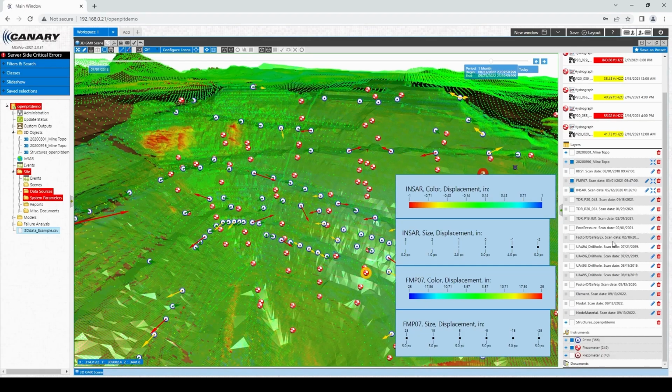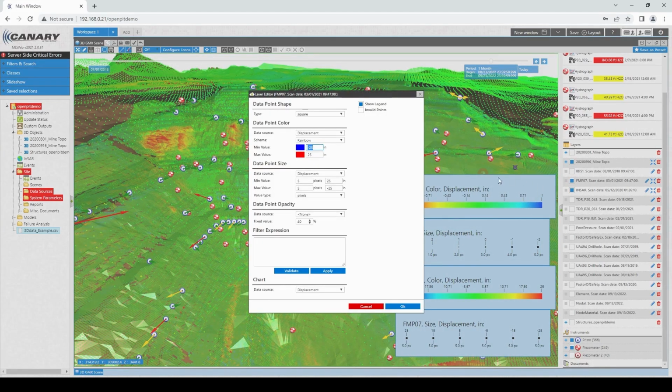When you're mainly looking at the point cloud data from the remote monitoring sources, various tools can be used to help recognize areas of potential concern. These include data point coloring, size, and opacity. For the coloring, it's good to be mindful of what colors are representing.